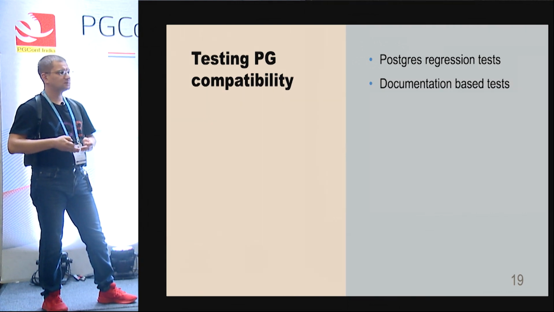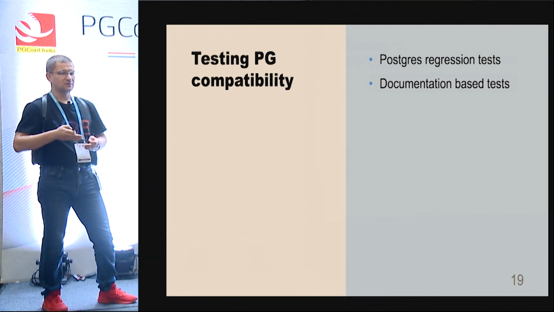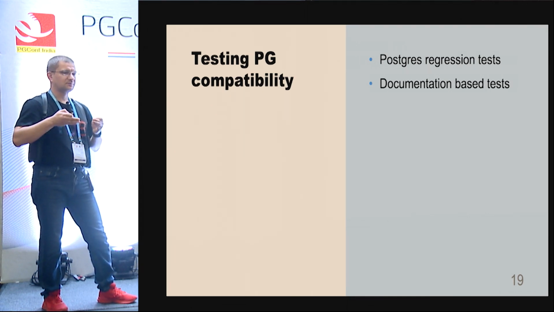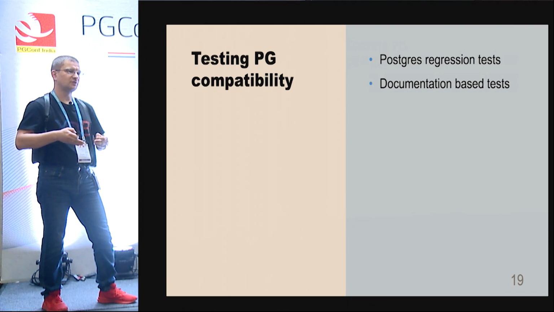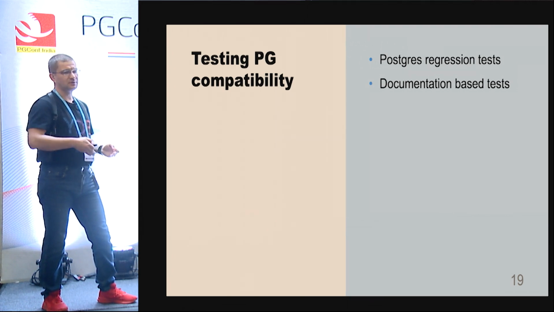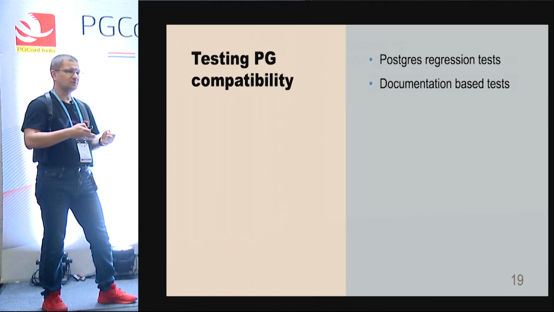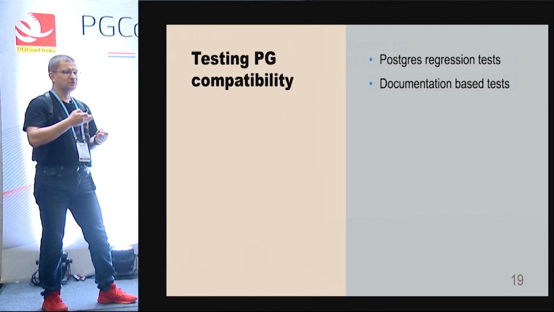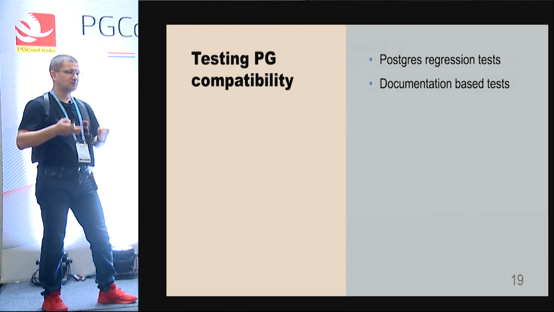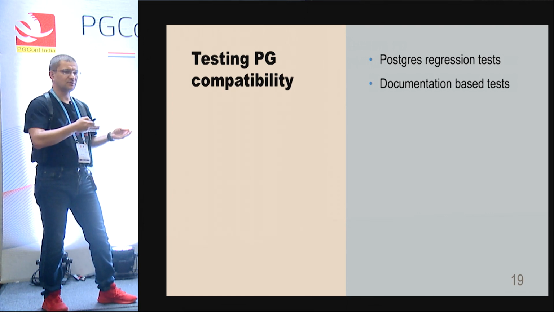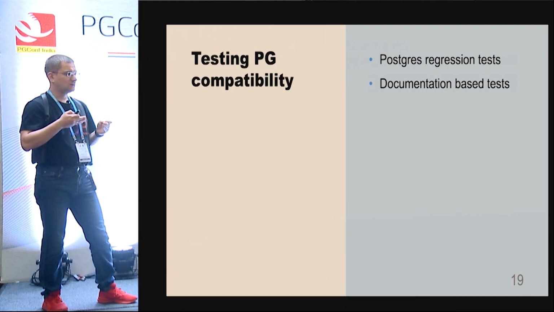The second way is the documentation test. We copy the documentation of all functions from Postgres to the YDB documentation. For every PR, we extract the examples of function calls from the documentation, run the query, and check that the real result equals the example from the documentation. And we can ensure that functions work well and work as in the documentation.